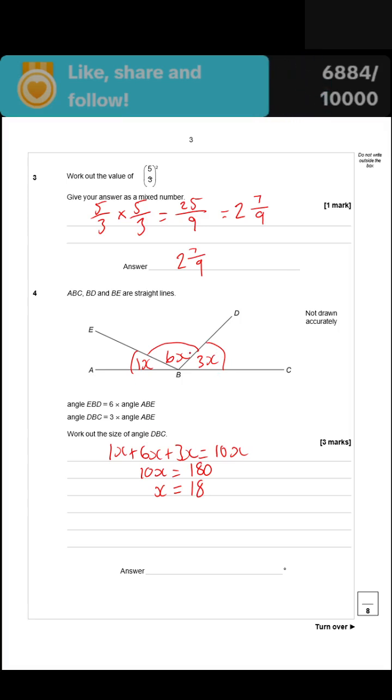Then it says find the angle DBC. So this one over here, which was worth 3X. So we need 3 lots of 18. And again, I can see someone's got the answer right in the comments already. And we get 54 degrees.